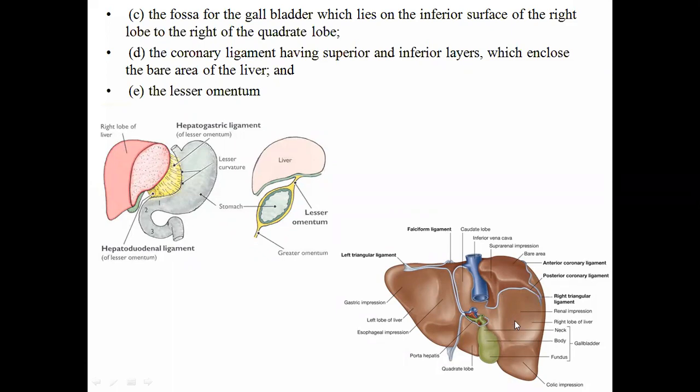Now just imagine that you are removing the gallbladder from there and you will expect a fossa there. There also the peritoneum is not covering. And exactly what is the location of it? It is located on the inferior surface, just right to the quadrate lobe. Now again, the coronary ligament having superior and inferior layers, which enclose the bare area, the same thing which we are talking about, between the superior and inferior layers of the coronary ligament.